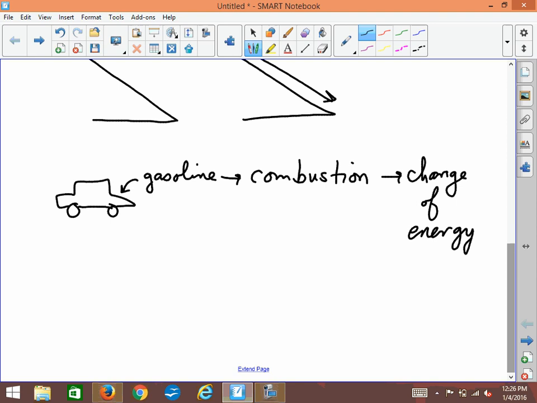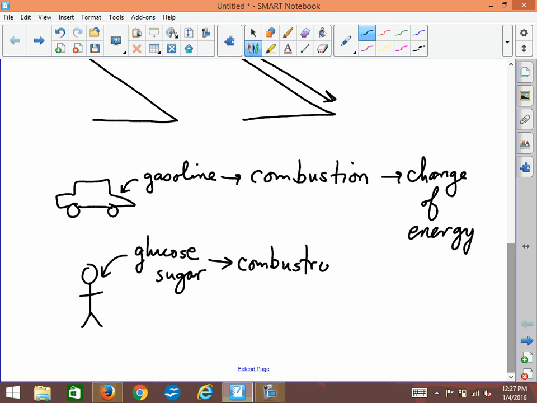Even you use energy to do all the things that people do. And you have a fuel. The fuel that goes into your engine is glucose, or sugar. Right? Sugar is the main source of energy for humans. And if we eat sugar, then there's combustion of sugar, and it's exactly the same kind of reaction, just happens in a slightly different way with more steps involved, so we don't blow up.